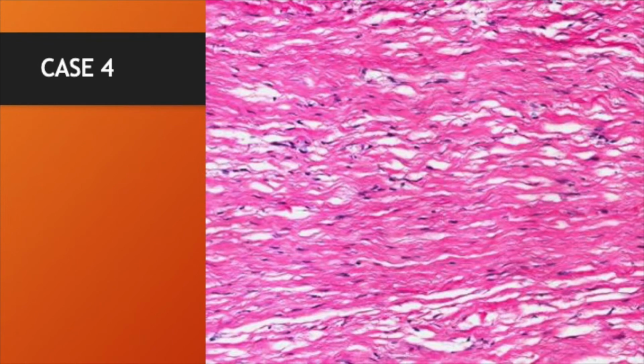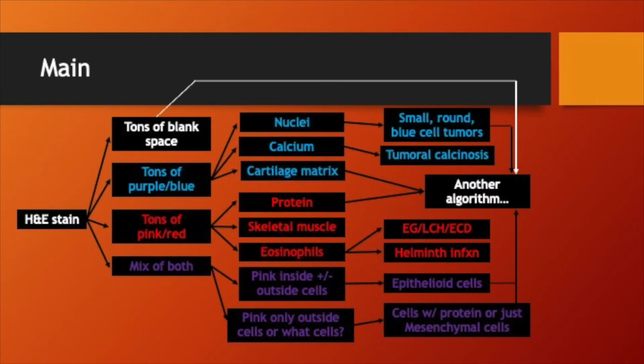So case number 4, here we see something that looks very different than anything we've looked at so far. So we're going to go to that main algorithm and ask ourselves that same question. When we looked at that, there was tons of pink and red. So we're going to go right for that. There was almost no purple on that image.